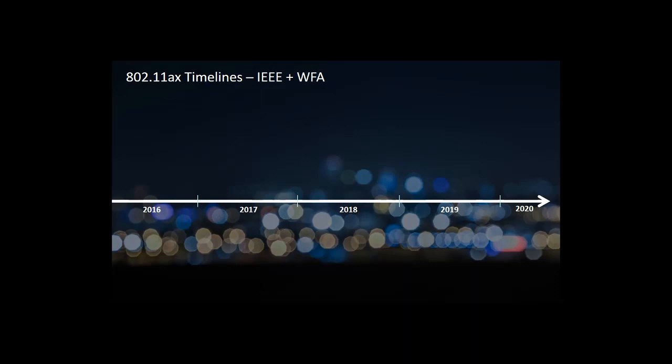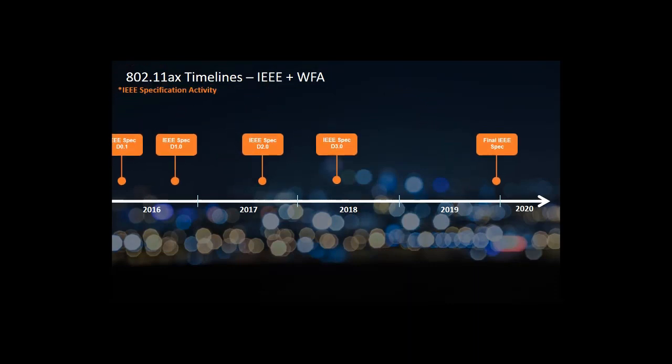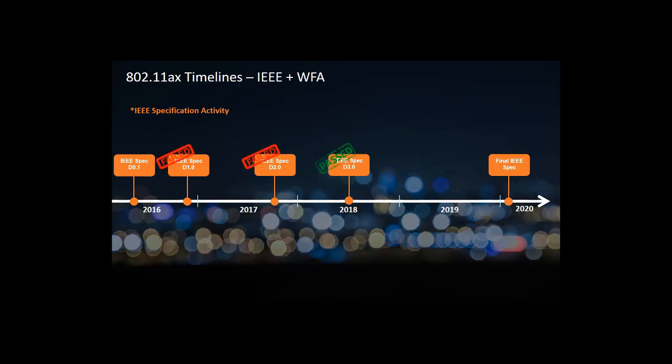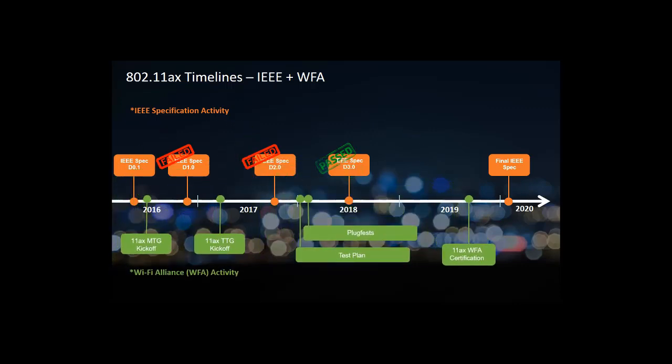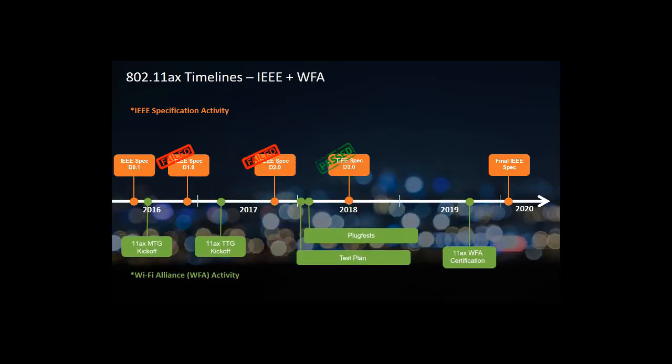Let's take a brief look at the IEEE, Wi-Fi Alliance, and commercial activities. Here we see the 11ax timelines for the IEEE specification activity, the Wi-Fi Alliance activity, and some of the commercial activity. The Wi-Fi Alliance certification is expected in mid to late 2019. 802.11ax is due to be publicly ratified and released sometime in late 2019 or early 2020. Devices were presented at CES 2018 that showed a top speed of 11 gigabits per second.